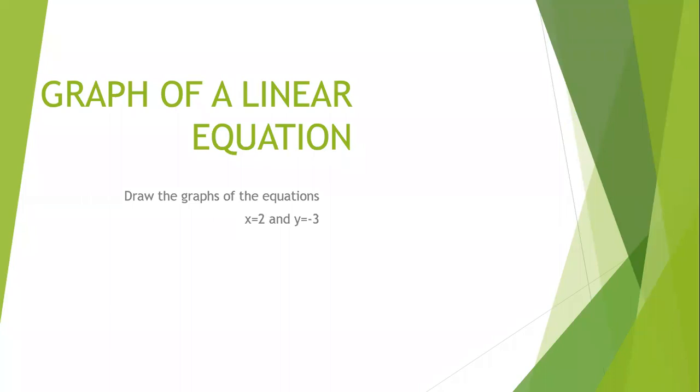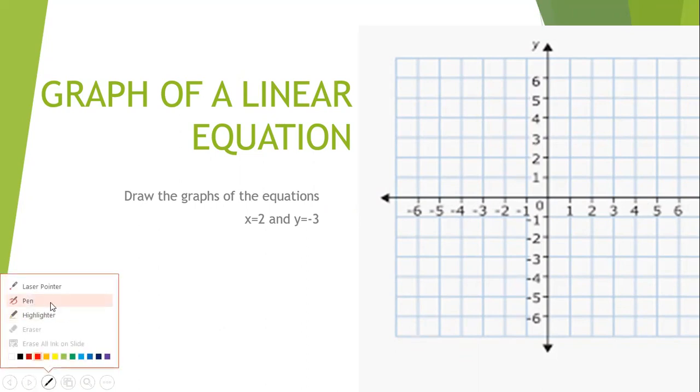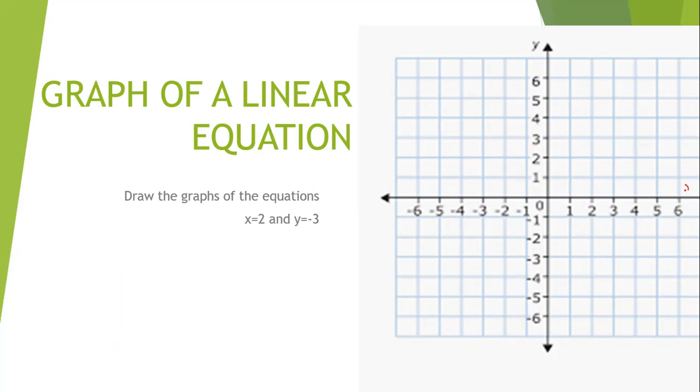Draw the graphs of the equations x is equal to 2 and y equal to minus 3. So for this, first we will take the graph paper. We will draw the x-axis and then y-axis and then mark the origin. So the first step for plotting of any point on the graph paper is to draw the axis. So you can see the x-axis over here. Right? And y-axis over here. And the numbers also, it is already written here.